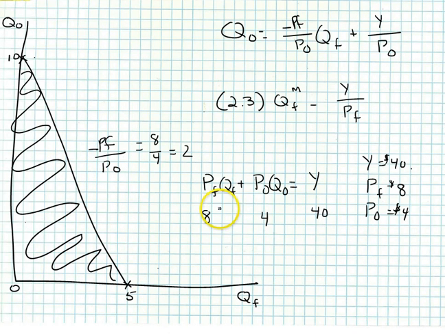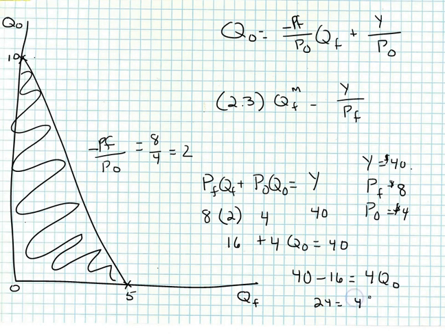So what if I said that I bought 2 units of food? That would be 16 plus 4 times QO is equal to 40. Or 40 minus 16 is equal to 4 QO. Or 24 is equal to 4 QO. QO is equal to 6. So if I bought 2 units of food right here, that would correspond to 6 units of other goods right there.